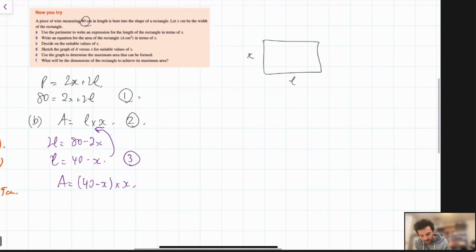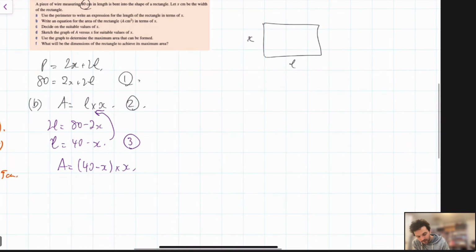Next, we've got our equation, and we're going to sketch the graph. So let's find some key features. We've got the x-intercepts at (0, 0) and (40, 0). Therefore, the turning point is going to be at 20. Sub 20 into our area rule, and we can see it's going to be 20 times 20, which is 400. And now we can start sketching this thing.